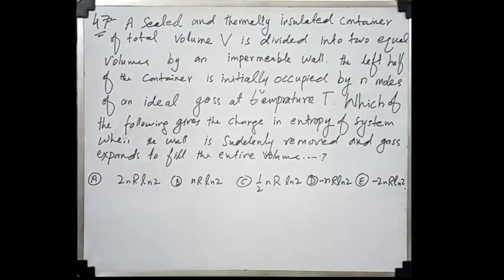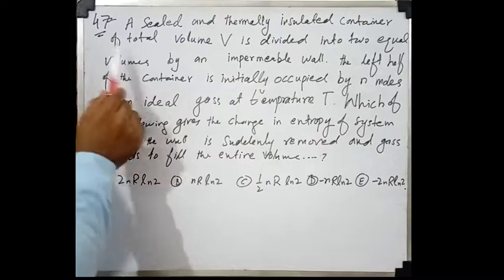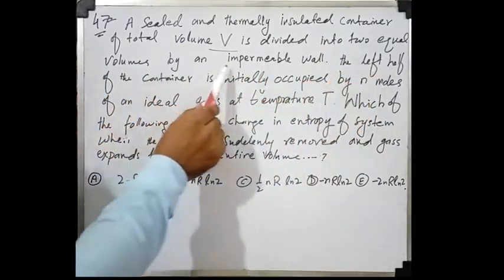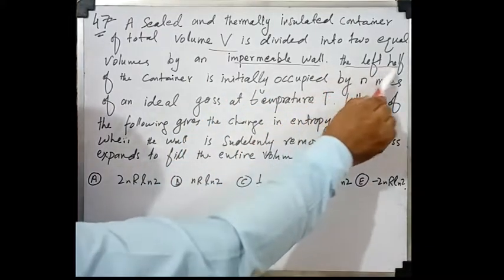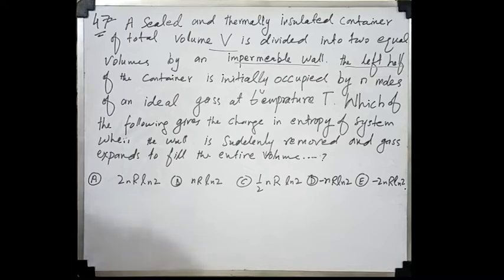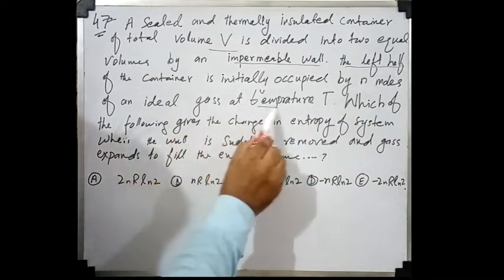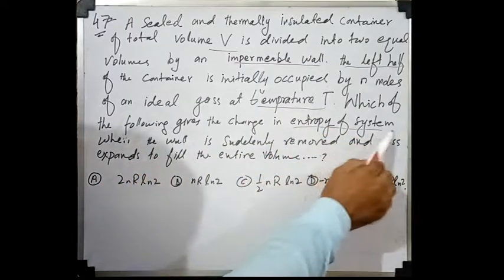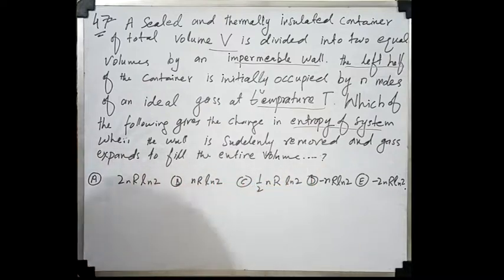Next, problem 47. A sealed and thermally insulated container of total volume V is divided into two equal volumes by an impermeable wall. The left half of the container is initially occupied by n moles of ideal gas at temperature T. Which of the following gives the change in entropy of the system when the wall is suddenly removed and the gas expands to fill the entire volume?